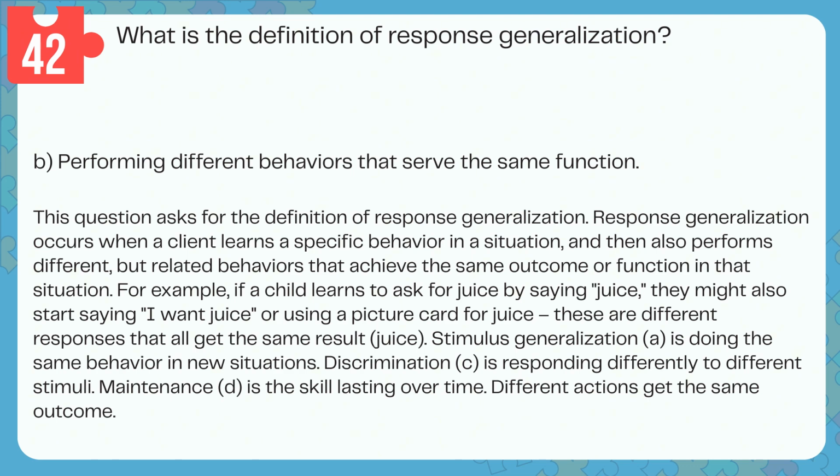Stimulus generalization, A, is doing the same behavior in new situations. Discrimination, C, is responding differently to different stimuli. Maintenance, D, is the skill lasting over time. Different actions get the same outcome.